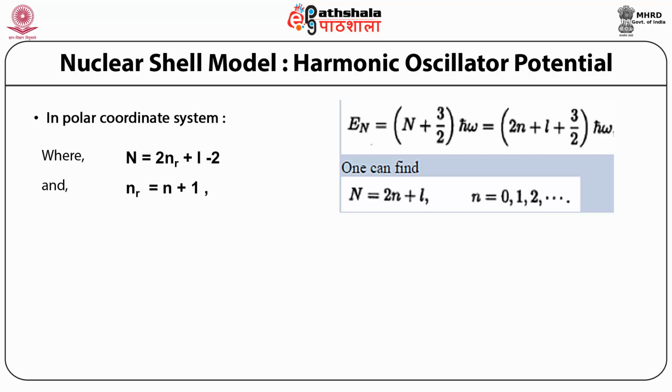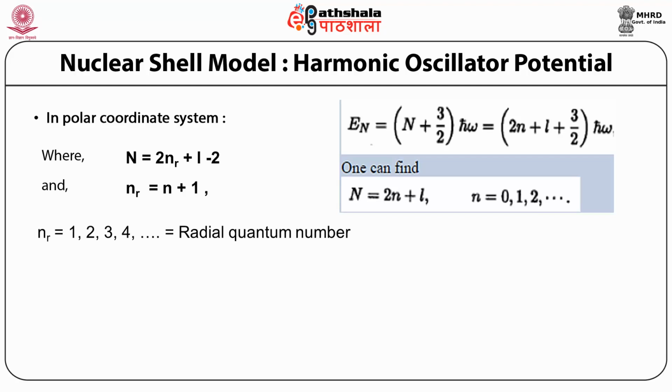E_N = (N + 3/2) ħω = (2n + L + 3/2) ħω. One can find capital N = 2n + L, where n = 0, 1, 2, etc. and nr = 1, 2, 3, 4, etc.